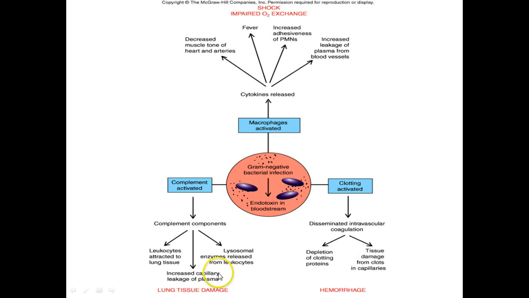More white blood cells coming into the area, more enzymes released, and we have destruction of our own tissues. Clotting can become activated. And so we have disseminated clotting throughout. We can end up with tissue damage because of the clots forming in the capillaries and the blood not getting to where it needs to go. And then when we need clotting to happen in other areas, it can't happen because we've depleted it all in these other areas.